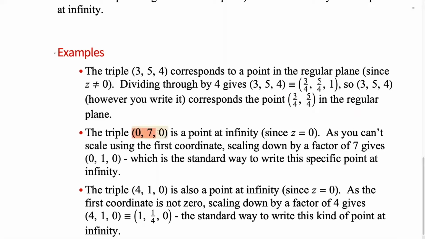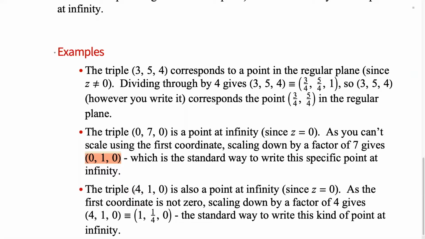If we're handed the triple (0, 7, 0), we know that's a point out at infinity because we know the z value is 0. As we can't scale it using the first coordinate, we'll have to scale it using the second. So dividing through by 7, or scaling down by a factor of 7, changes that triple to (0, 1, 0), which is the standard way to write that kind of specific point out at infinity.